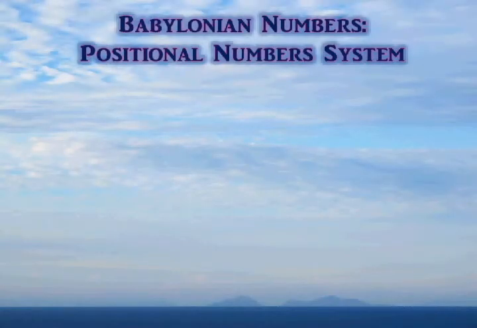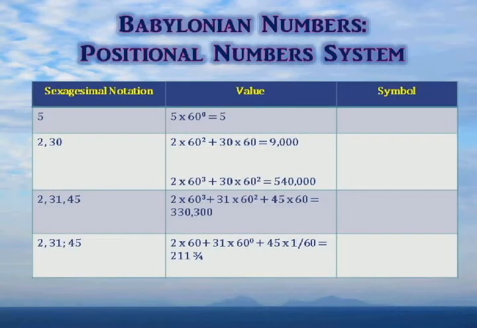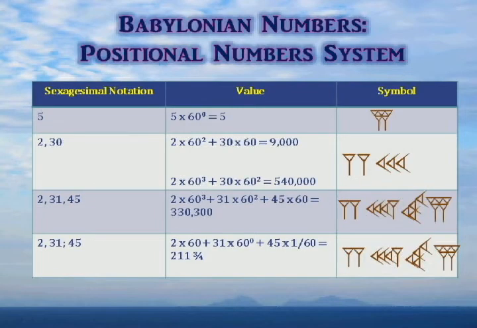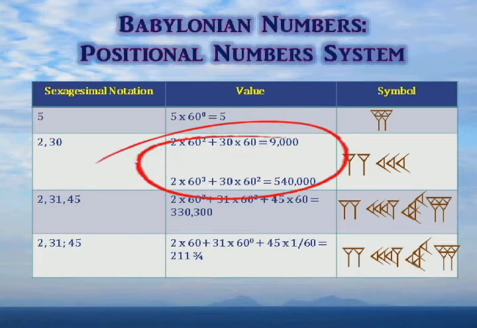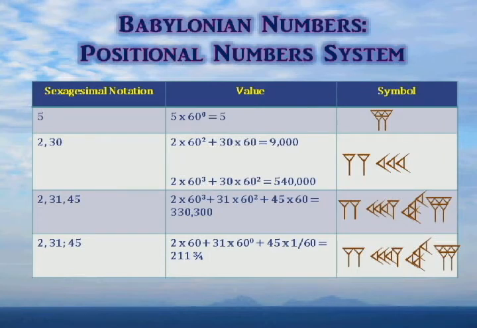Now, let's talk about the positional number system. Look at this table. In sexagesimal notation, the value of a number 5 means 5 times 60 to the power of 0. In sexagesimal notation, 2,30 means 2 times 60 squared plus 30 times 60. It can also become 2 times 60 cubed plus 30 times 60 squared. But the symbol is the same.